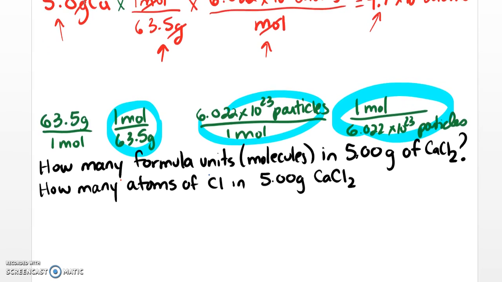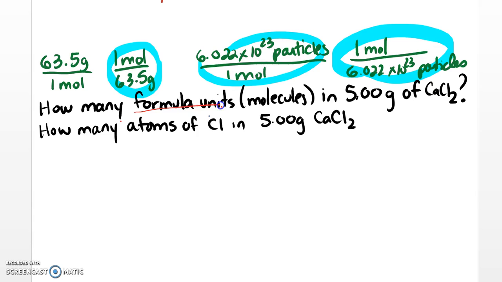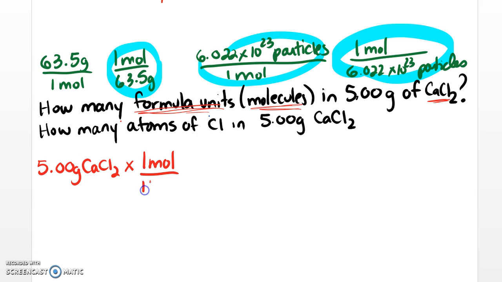Okay, next question. How many formula units? So a formula unit is the smallest entity of an ionic compound. I put molecules in brackets because often we don't go to the precision of using the words formula units, and sometimes we use molecules, but the proper word is formula units. So let's say we have 5.00 grams of calcium chloride, and we want to get formula units. We're going to multiply that by the molar mass of calcium chloride, which you look up on the periodic table, 111 grams of calcium chloride.